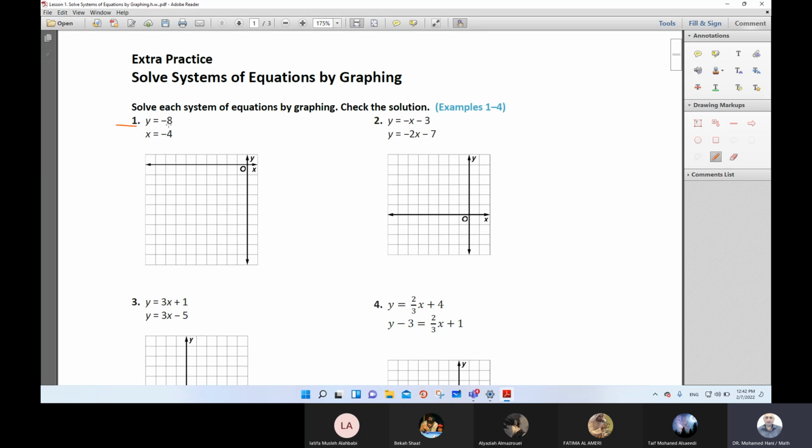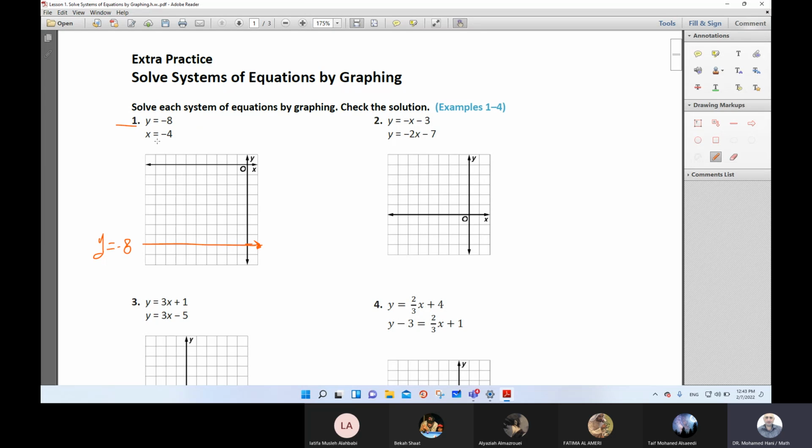y equals negative 8. So go to the y-axis, then represent negative 8. Negative 1, negative 2, negative 3, negative 4, negative 5, negative 6, negative 7, negative 8. So this is negative 8. As you see, the line here will be parallel with the x-axis. So this line here is y equals negative 8.